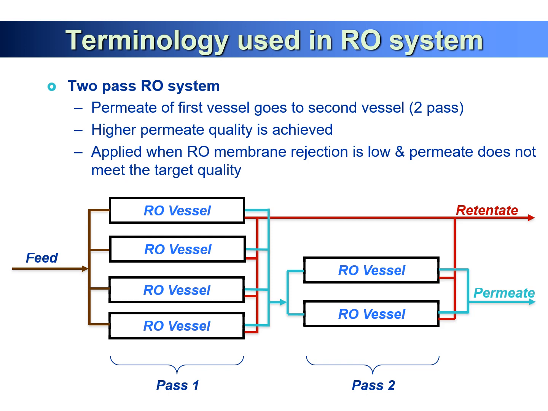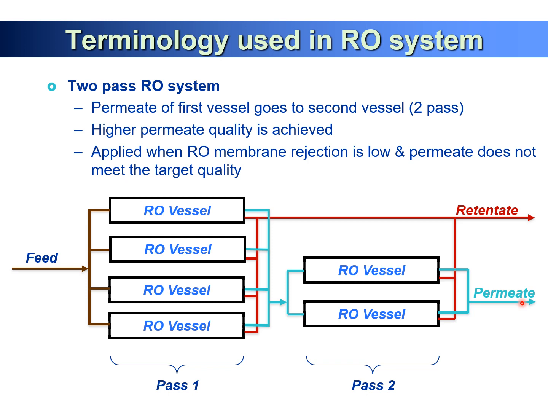Permeate of the first pass goes to the second pass. So this blue line is the permeate from the first stage, first pass, and it goes to the second pass. So higher permeate quality can be achieved because this is the clean water, and then another RO membrane filtration, and we have better water permeability and then quality. So it is applied when RO membrane rejection is low and permeate does not meet the target quality.